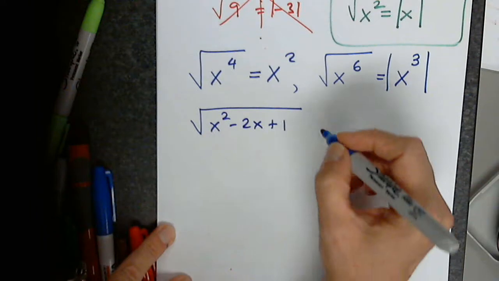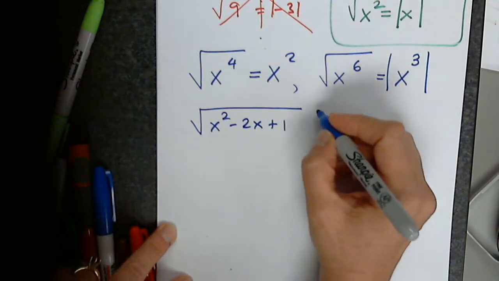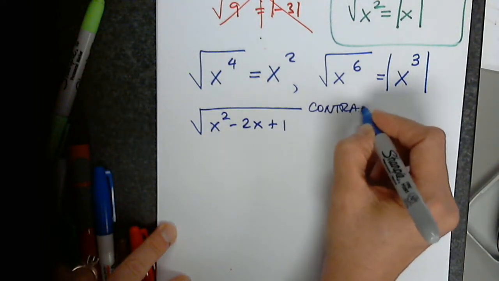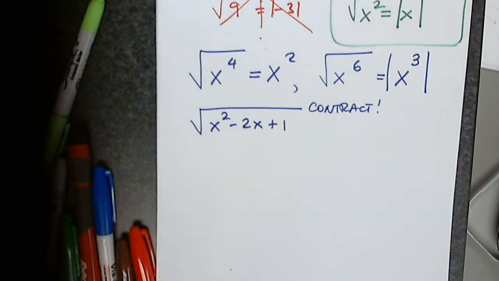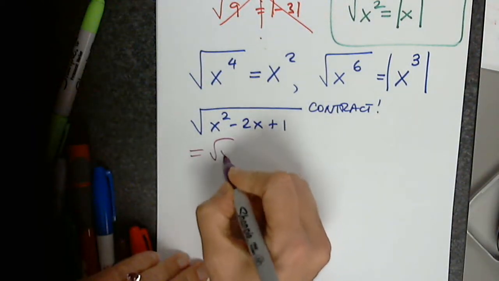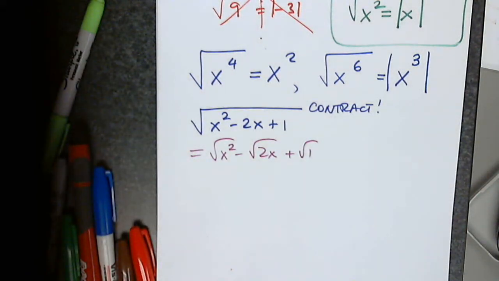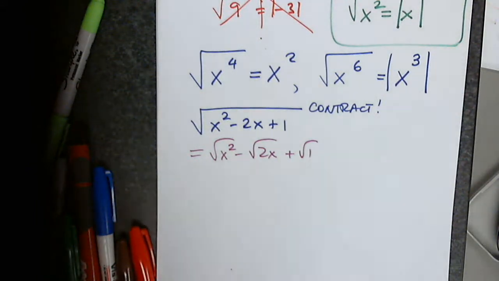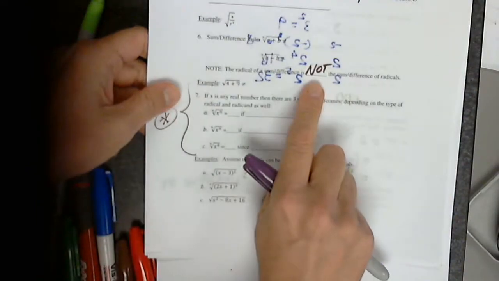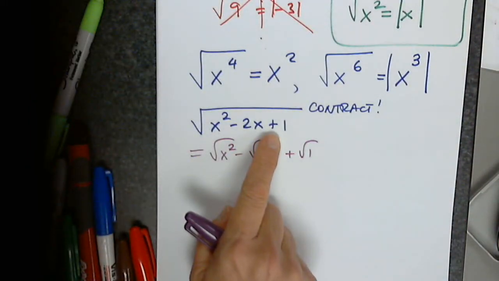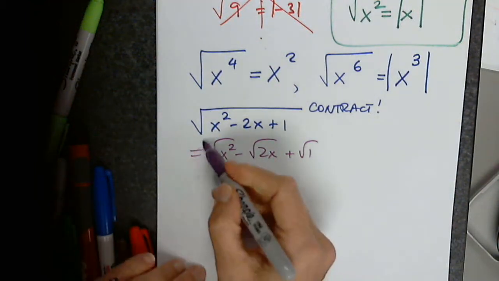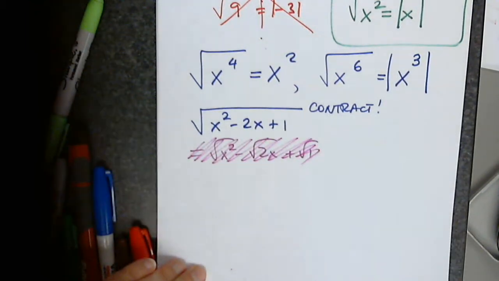What about this? And before you say anything, I will remind you, you cannot breach our contract. Here's what I want to write. I want to write this. Yes or no? No. Absolutely not. Absolutely not. Because the radicand is a sum of terms. This will be absolutely impossible.